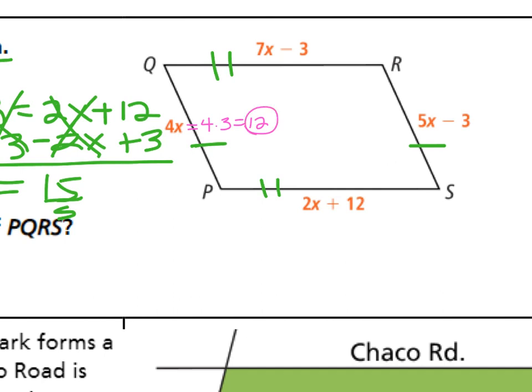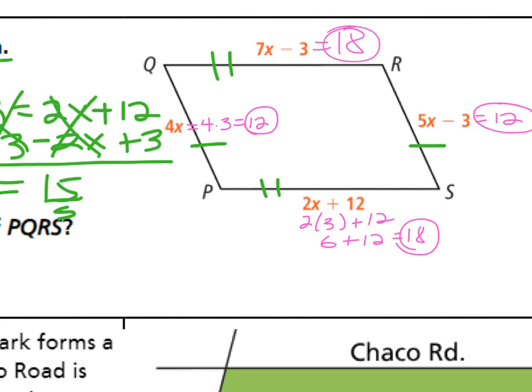And we know that if PQ equals 12, so does RS. At the top and the bottom, take either one and plug in 3. 2 times 3 plus 12. 2 times 3 is 6, and 6 plus 12 is 18. If it's 18 on the bottom, it must be 18 on the top.